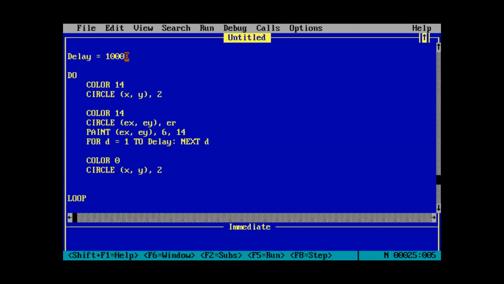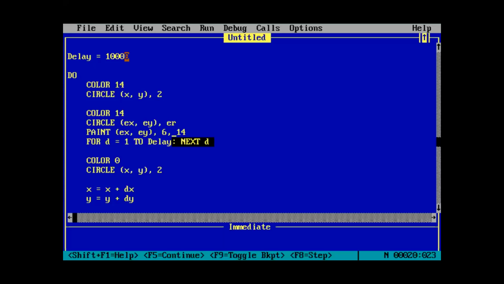Let's try it. Forget what I'm doing here. So here we'll say x is equal to x plus the speed x is changing, y is equal to y plus the speed y is changing. And let's see, it's moving, and it's moving very, very slowly. Can you see it move? Okay.